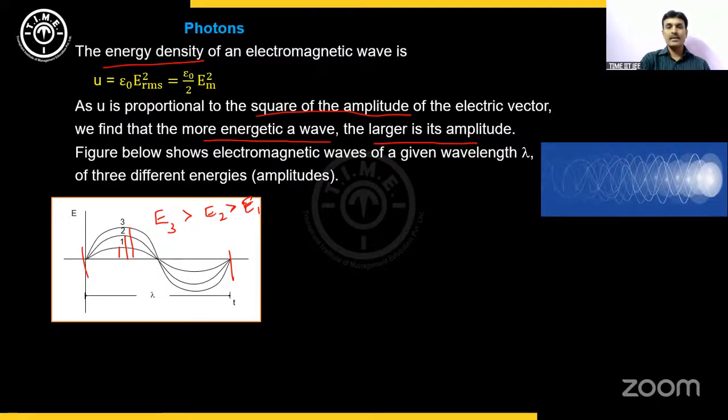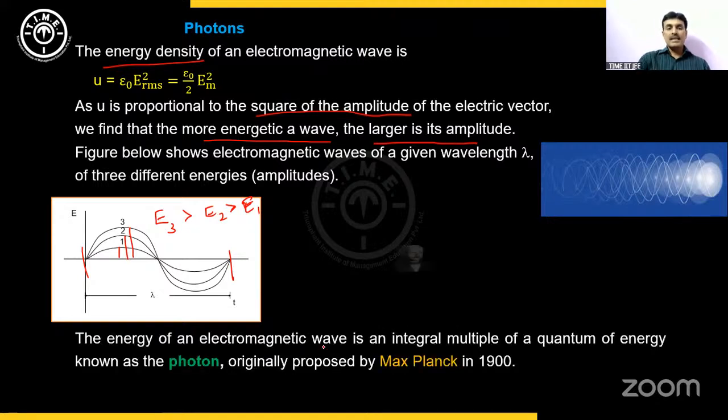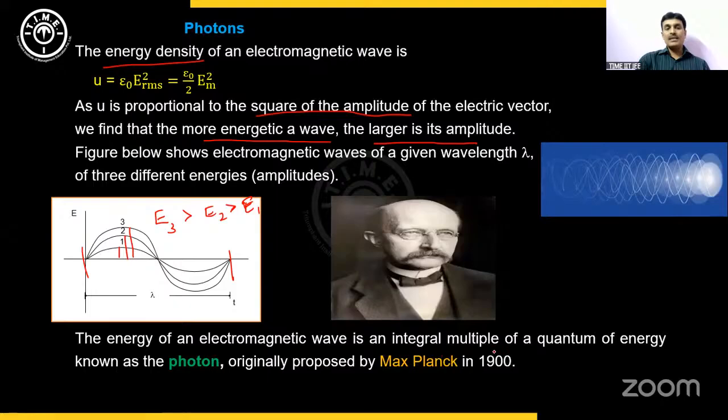Understood? Yes. The energy of an electromagnetic wave is an integral multiple of a quantum of energy. That quantum of energy is nothing but the photon. It was proposed by Max Planck in the year 1900. Any energy associated with an electromagnetic wave is an integral multiple of the quantum energy of the photon. So that's why we say E is directly proportional to nu. E is equal to h nu, where h is Planck's constant.